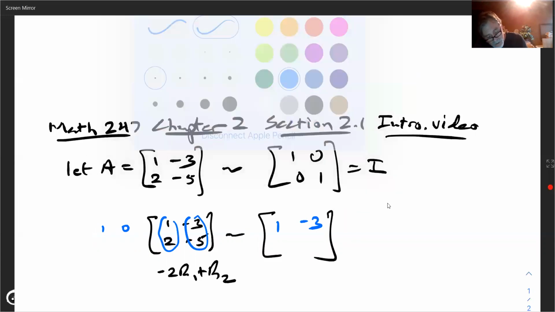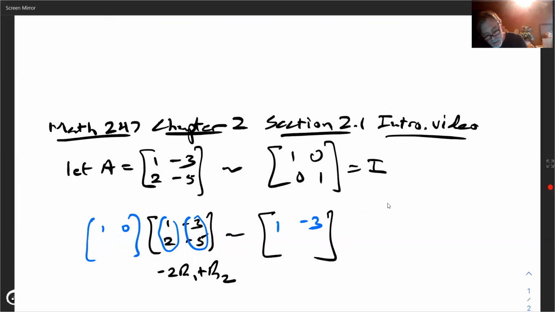Instead, I'm going to say I want -2 row 1. So I'm going to put a -2 here, and I want it to add to 1 of row 2. So -2, 1 does it. Try it. When you multiply this through, you get -2 and 2. Yep, that's what I wanted. And then the rest happens. This is 6 and -5 is 1.